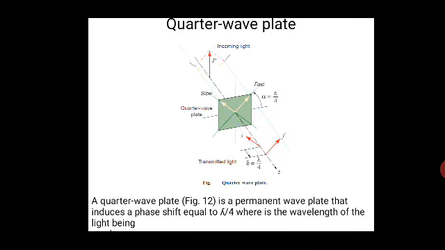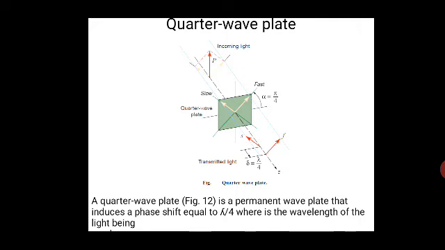So the major necessity of this quarter wave plate is that it induces the phase shift, and this phase shift will be 1 by 4, or lambda by 4, where lambda is the wavelength of the quarter wave plate.